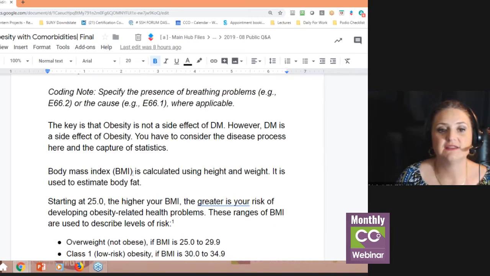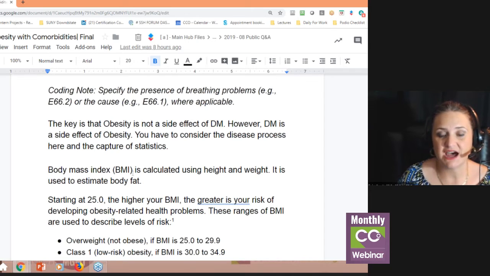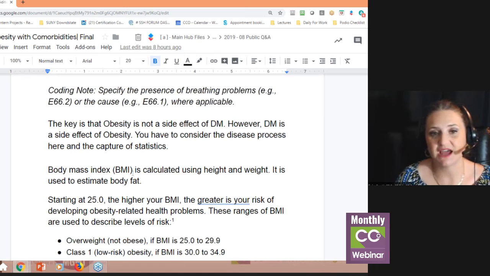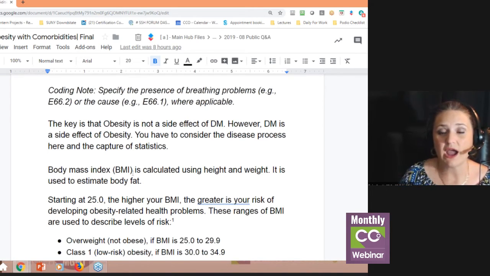Now, again, the key here is obesity is not a side effect of diabetes, all right? And nor does hypertension cause obesity. But a person that has obesity is at high risk of diabetes and is at a much higher risk for hypertension, right? And why are we coding to begin with? It's to collect the statistics on the disease process. So when we go back to say, okay, well, how do I code this then? Then we have to think, okay, we're coding for statistical purposes.